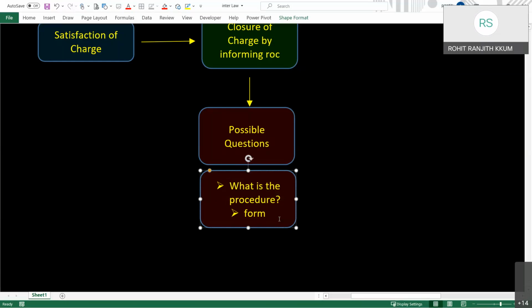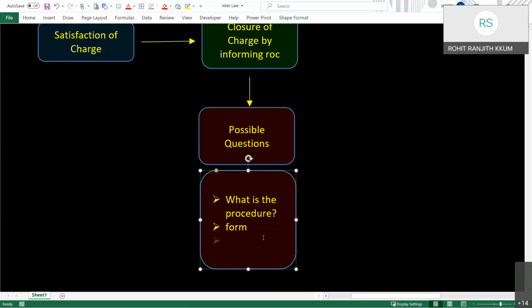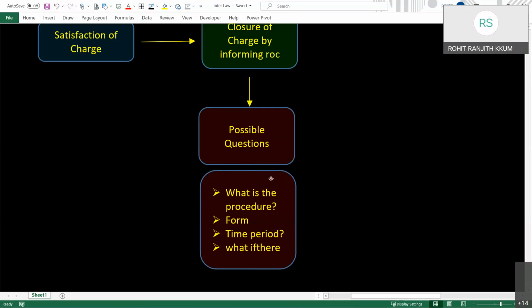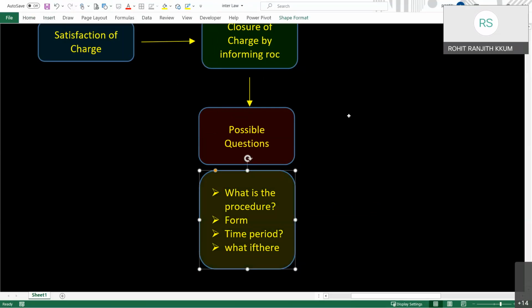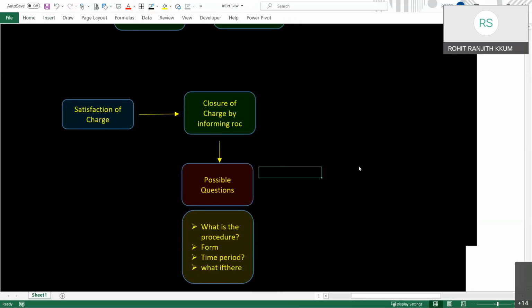So the second question over here is, what is the form name here? And third, what is important is time period. Within what time should you do it? And the fourth question over here is, what if there is delay? So these many questions we have to answer while we are doing this particular point. All right.